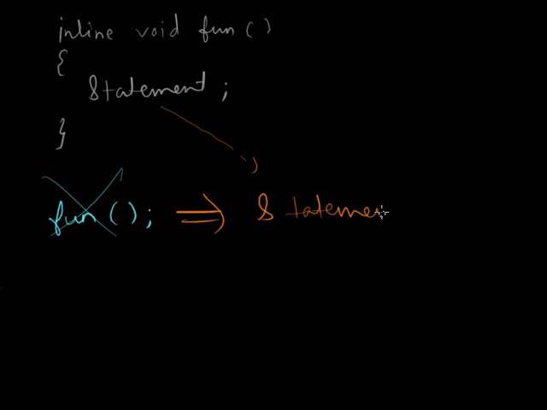So inline functions actually avoid jumping of the control when a function is called, but eventually it makes your program larger. Your program occupies more memory space because every time you call a function, the statements get replaced. The statements get copied in place of that call. So eventually your program becomes longer.